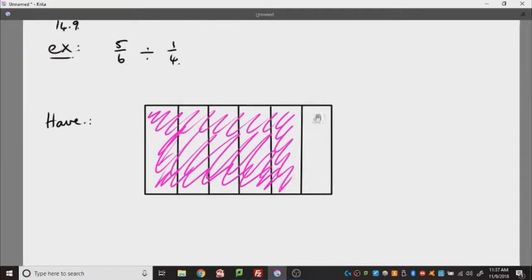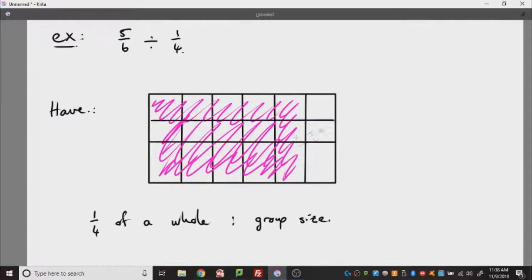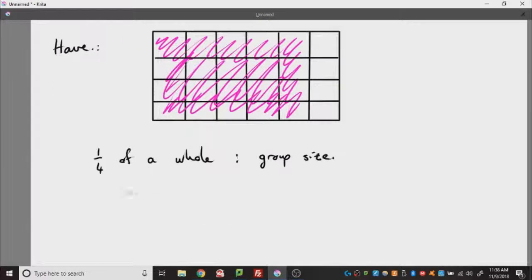Now I have to figure out, well, what is 1/4 of a whole rectangle? That is my group size, I'll call it. But how does that relate to the rectangle? Well, I have to find a common denominator again. So I'm going to break it horizontally into 4 slices. Now 1/4 of a whole rectangle is 1 row.